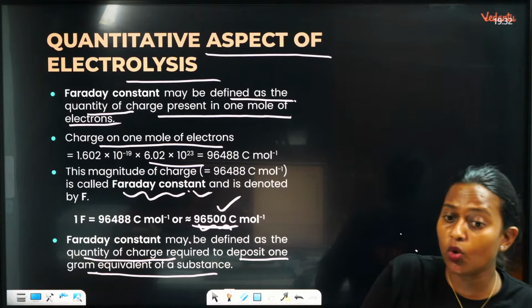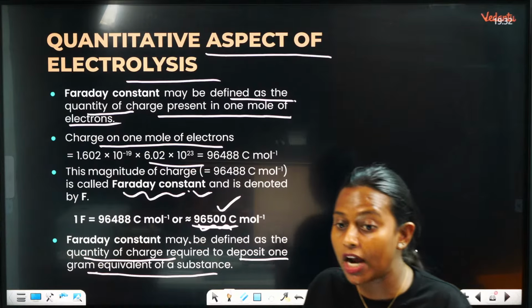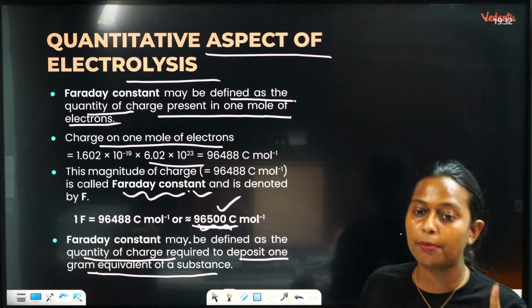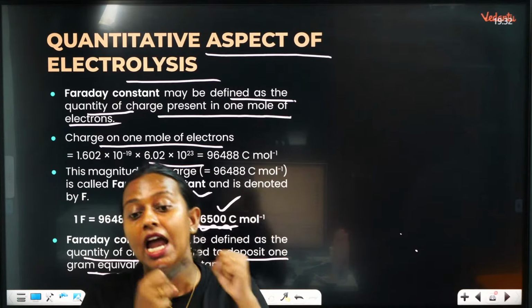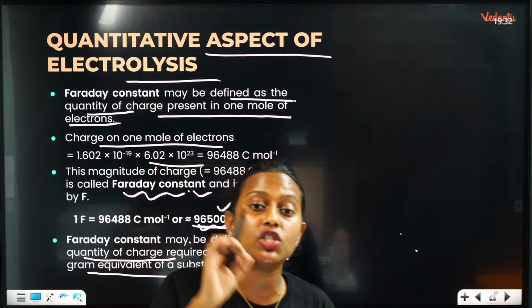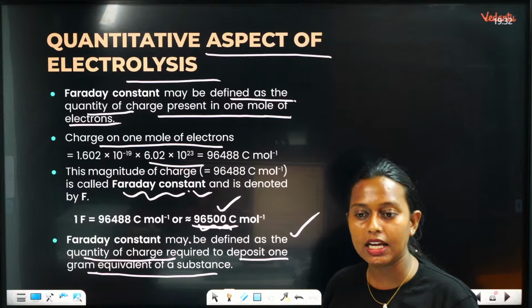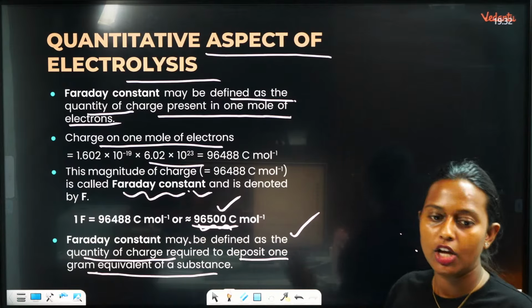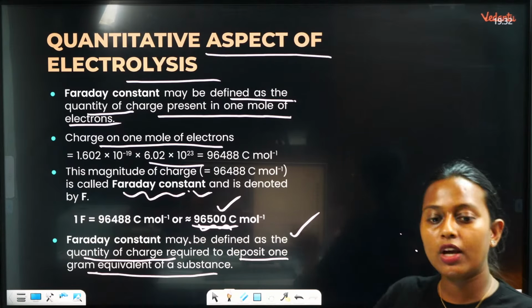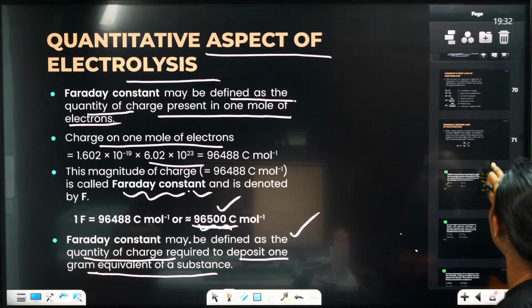So what is Faraday's constant? It is defined as the quantity of charge required to deposit 1 gram equivalent of substance. This is the second definition. You can use the first definition or the second definition, both are correct. Is it clear? Then we are moving to Faraday's laws.